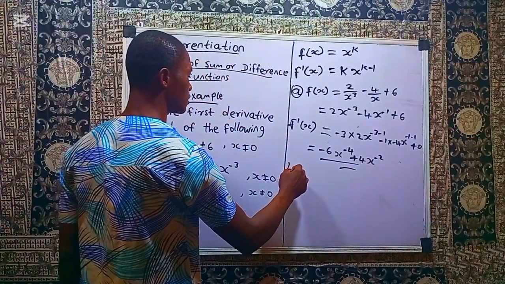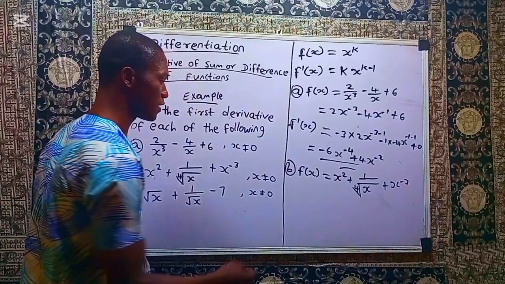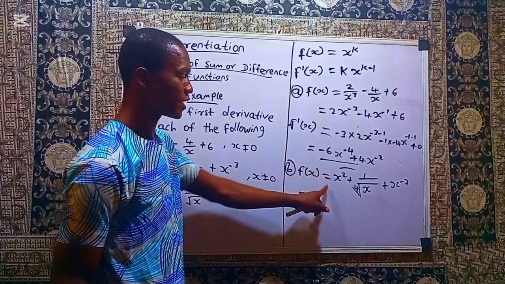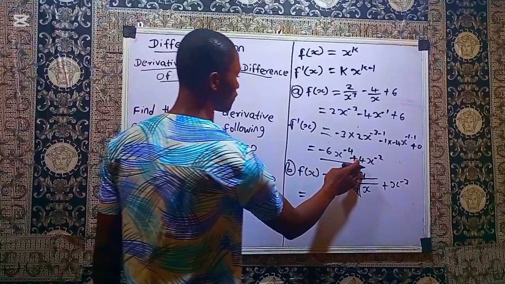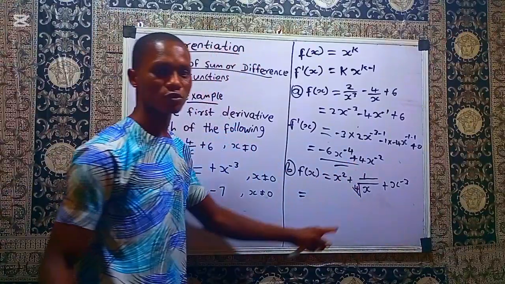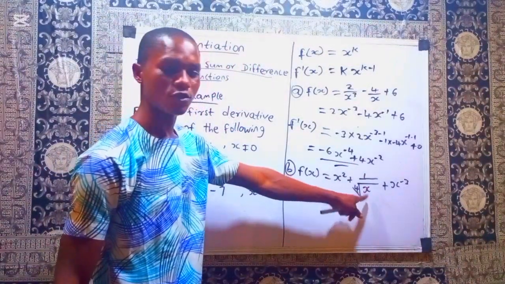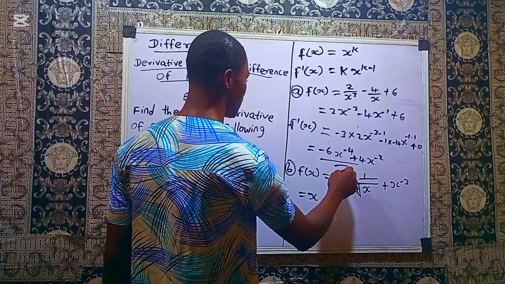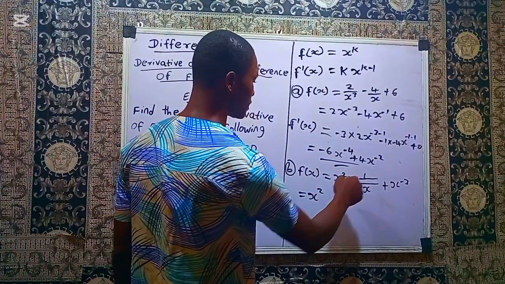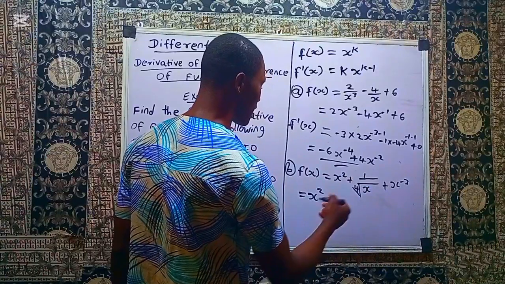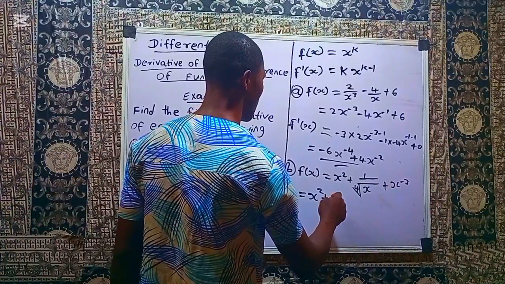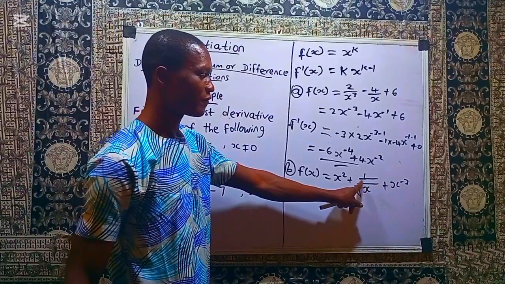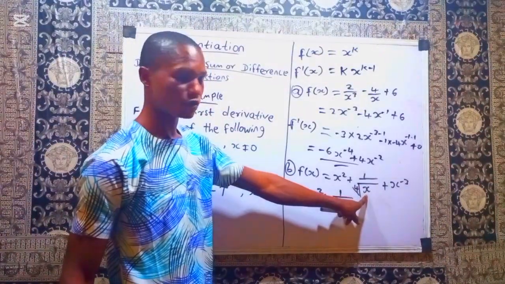So we can go to the B part. So this is what we have, and we want to use the power formula to evaluate the derivative of this function. For us to use the power formula, we must know the powers of x. For the first one, I know the power of x is 2. Then for the second one, I need to simplify it to know the power of x. So I have plus 1 over the 4th root of x.